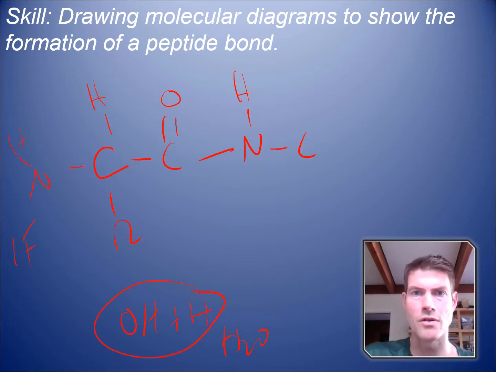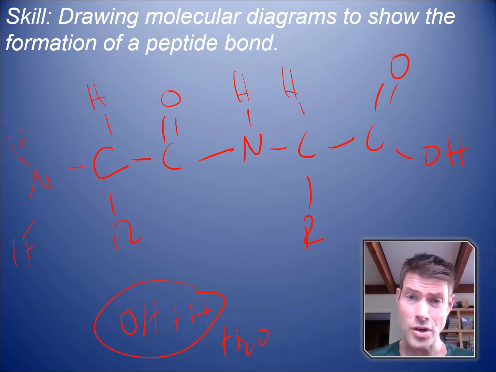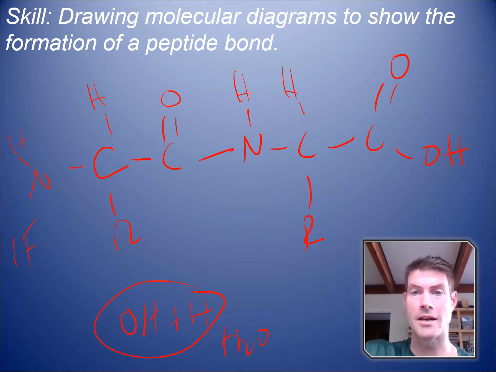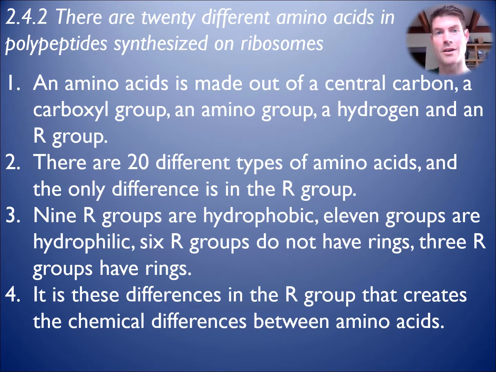Now let's finish drawing this other amino acid. We got an R group. Okay, so make sure you can draw this. Draw two amino acids coming together just like you saw in that earlier slide. Pause it, keep drawing it. You gotta know how to do that.